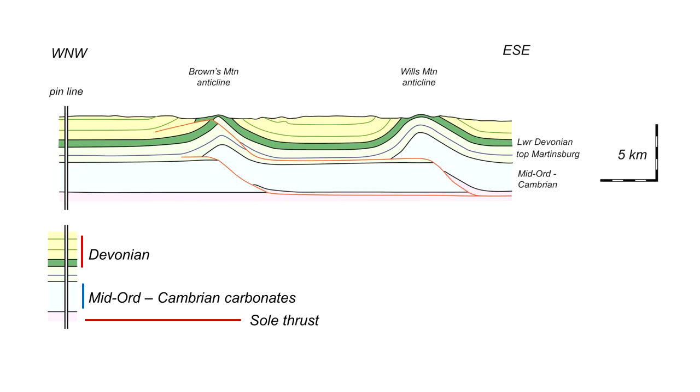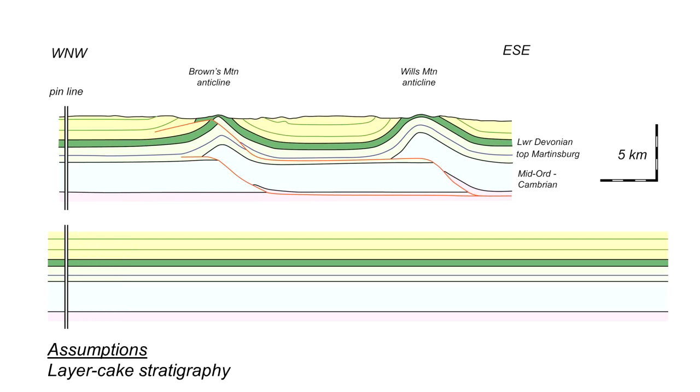The structures are interpreted as having detached on a regional detachment horizon or sole thrust, which lies just beneath these carbonate rocks in an incompetent shale-dominated unit. But you'll also see that there's an important detachment horizon that decouples the shallower Devonian strata from the underlying carbonates. Well, these are the components that are in Gwynn's interpretation. And we're going to assume that the stratigraphy originally was of constant thickness across the area.